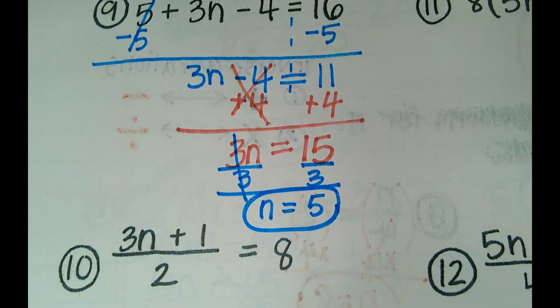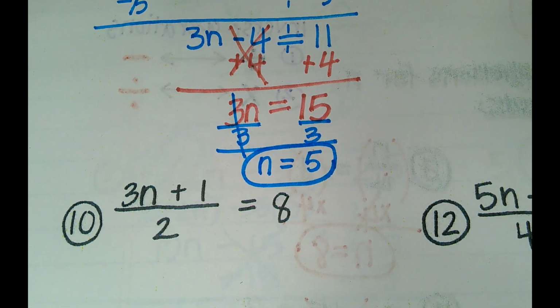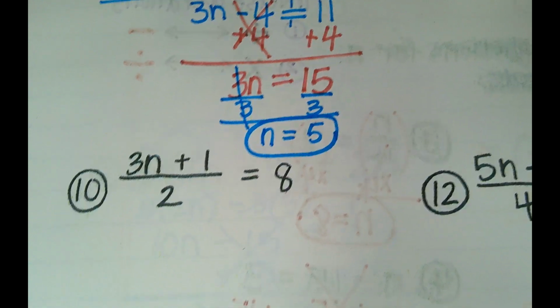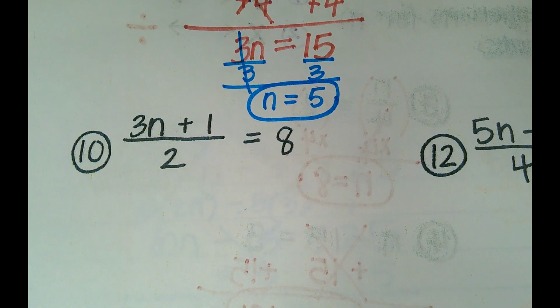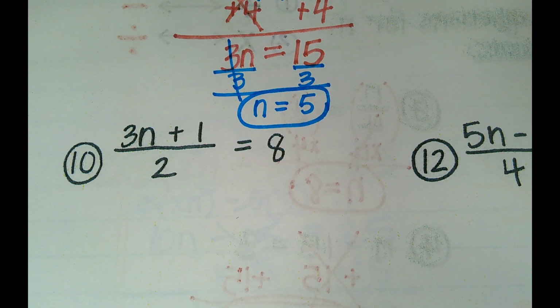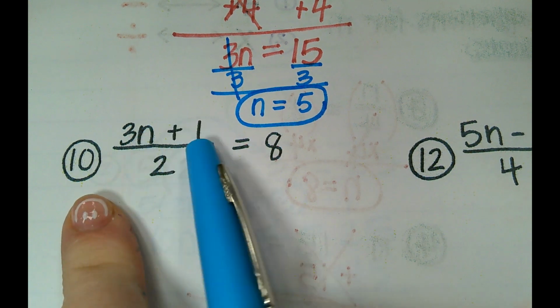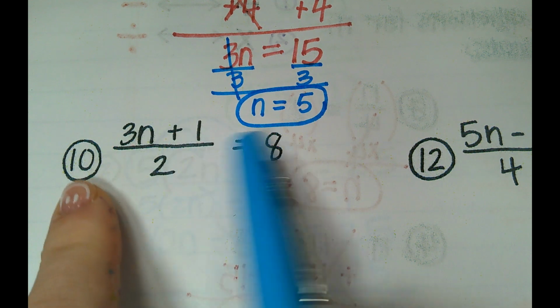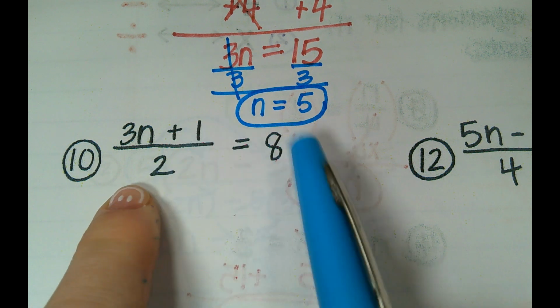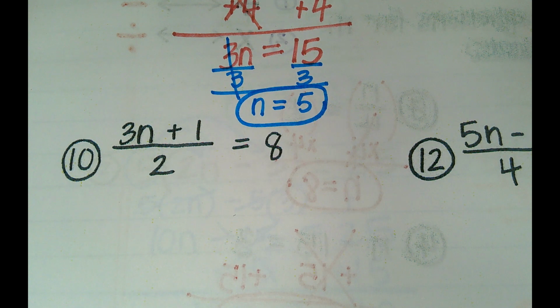Now, as we go to number 10, it does get a little bit trickier, but not by too much. So on number 10, I've got 3n plus 1, and all of that is divided by 2 equals 8. What will I have to do first here? Times 2. Yes!